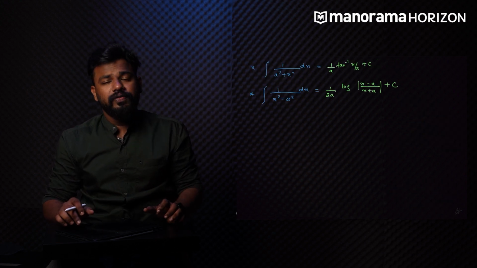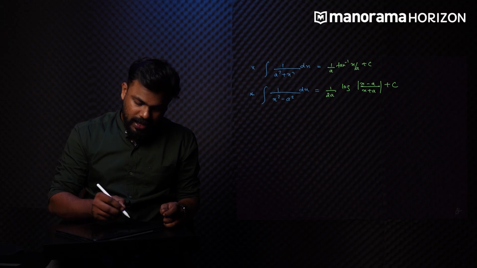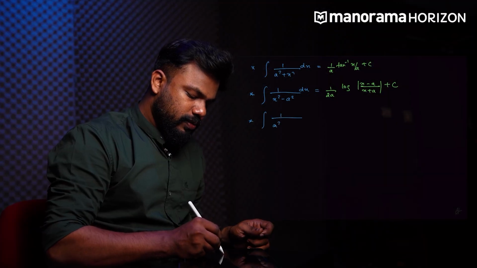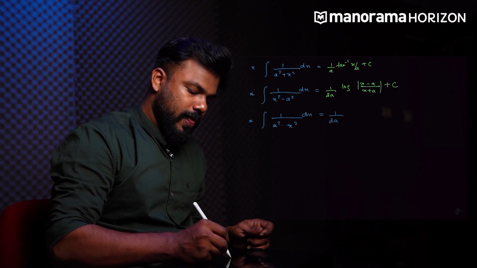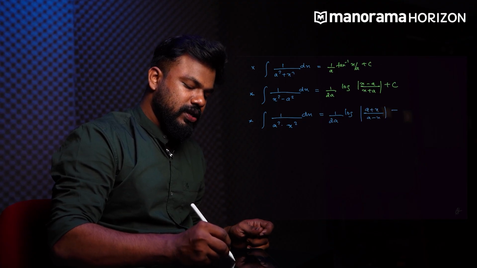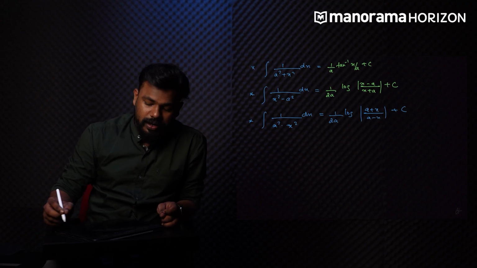So learn this one by heart: the integral of 1 by x square minus a square is 1 by 2a log mod x minus a by x plus a plus c. And now the next one is the integral of 1 by a square minus x square dx. The integral for this one is 1 by 2a log mod a plus x by a minus x plus c. So this is the integral for 1 by a square minus x square.